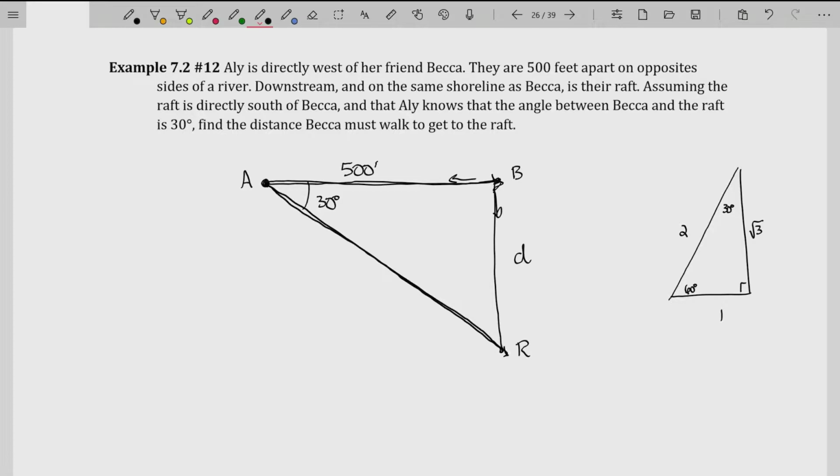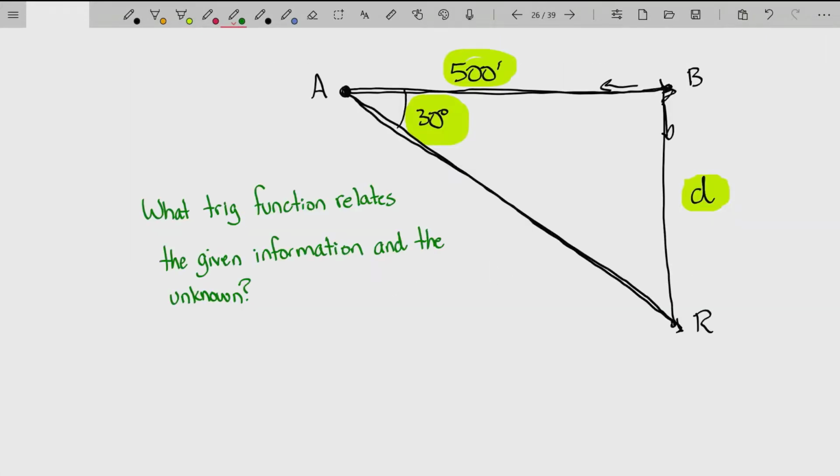Well, okay. What trig function? Now, this is a common question you're going to be asked. What trig function relates this angle right here that they handed you to the unknown side and the given side? That's really the big question. Let me actually write that down. It's so important. There you go. So what trig function relates the given information and the unknown?